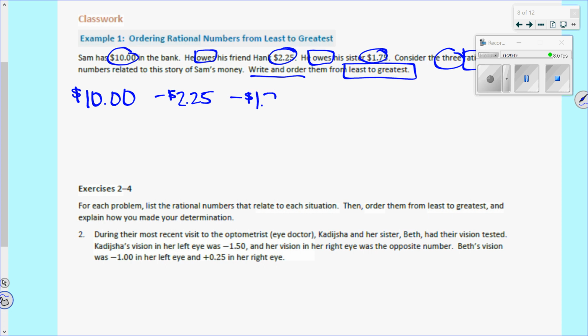Negative $1.75. Now, again, pay attention to what they're asking. This is literally the biggest part you guys will miss. If you don't pay attention and get into a habit where you're doing the same thing every time, then they'll reverse the list on you, and you'll mess it up. What am I doing on this one?